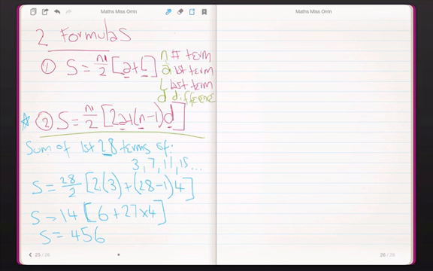So the sum of the first 28 terms of this sequence is 456, okay? So all you're doing is taking this complex looking formula. All you need to know is A and N and D, and there's another N up here, don't forget, okay? So that's all you need to know to work this out.